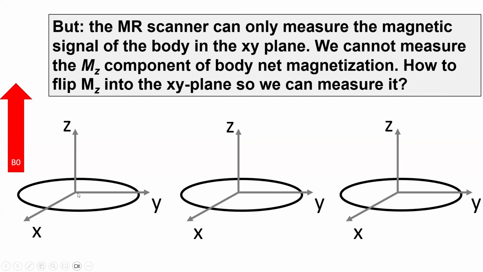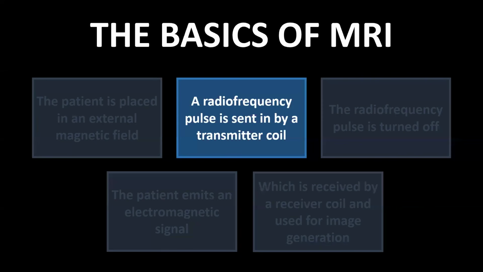So the direction of the main magnetic field is along the z-axis. If we were able to flip the magnetization in the body given by this orange arrow over here into the XY plane, we would be able to measure it. So that is what we want to do. We want to flip the body magnetization in another plane, in this case a plane completely perpendicular to the external magnetic field. How do we achieve that?